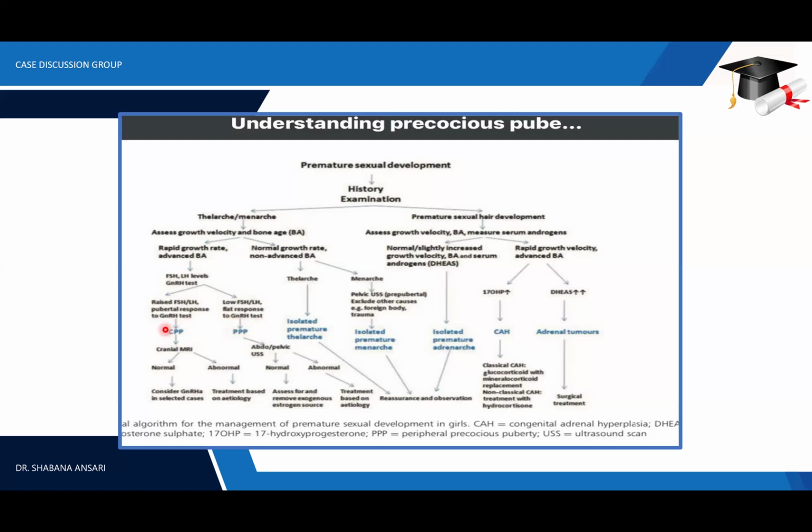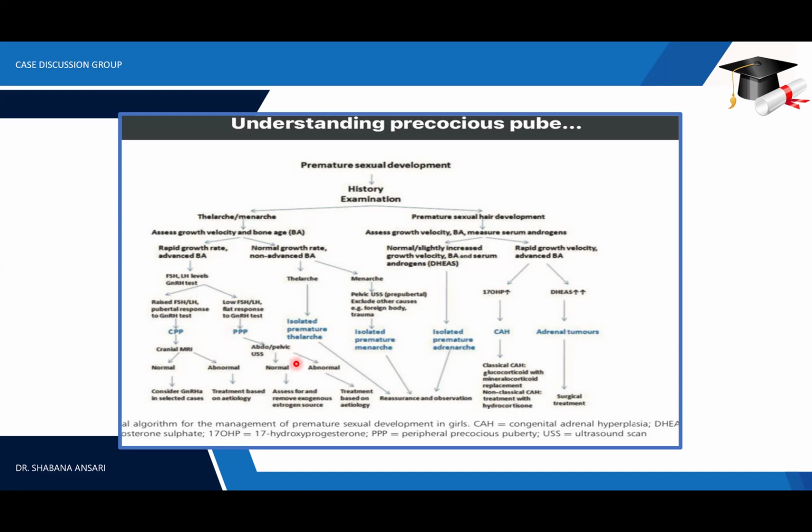Now once central precocious puberty is diagnosed, we have to find out the cause. What could be the cause? We are going to do the cranial MRI. And if it is normal, it is most likely isolated idiopathic central precocious puberty, and then treatment is going to be the GnRH agonist. But if there is any pathology found on cranial MRI, then we have to treat the etiology.